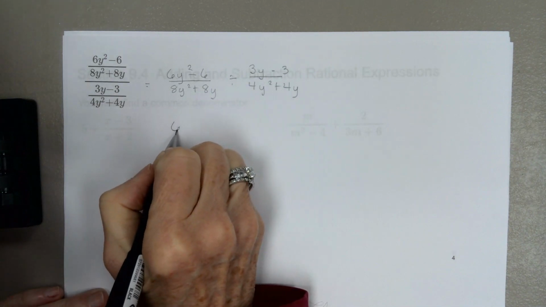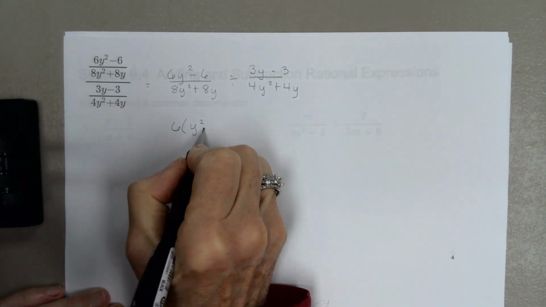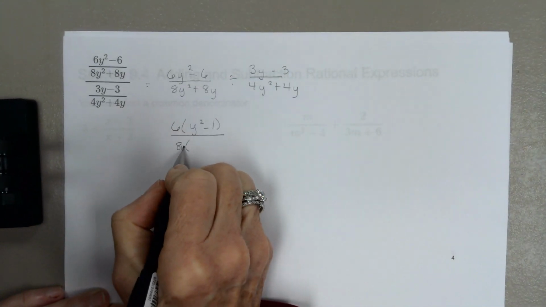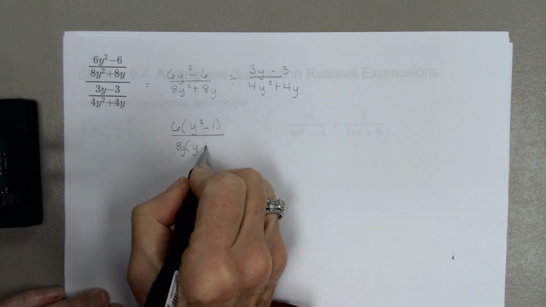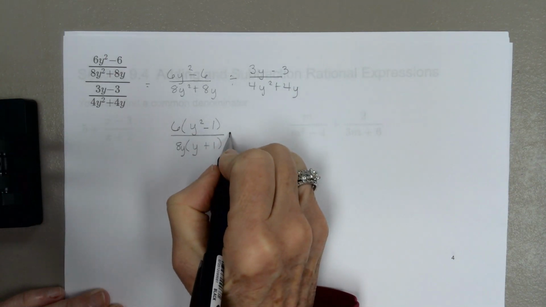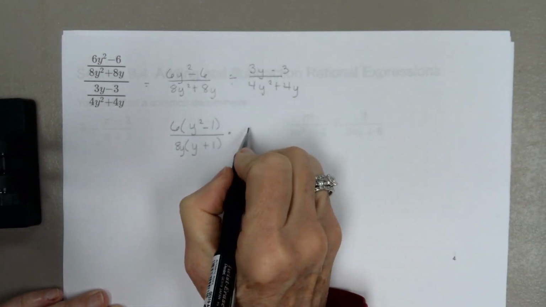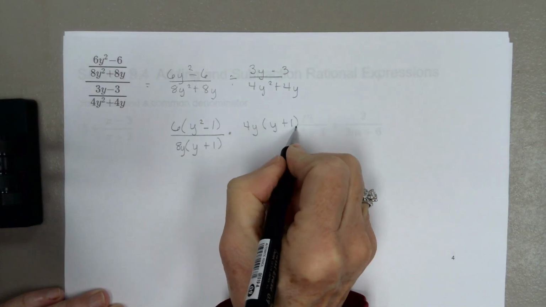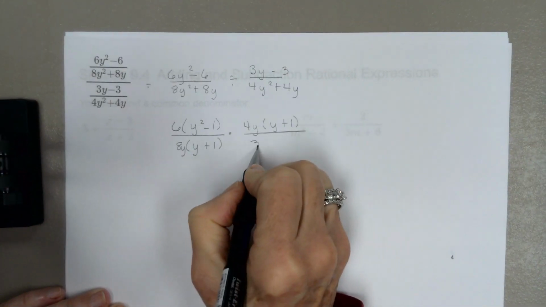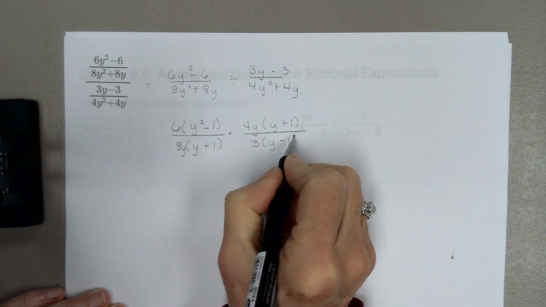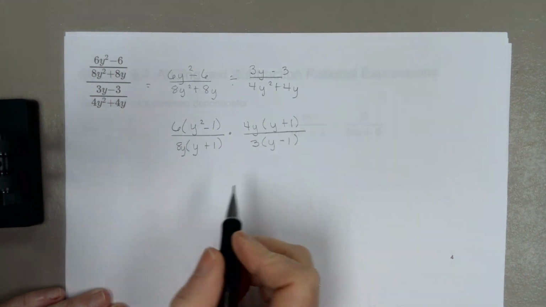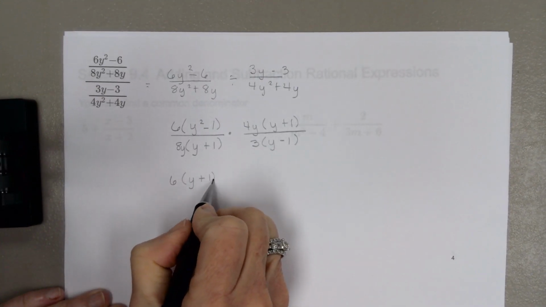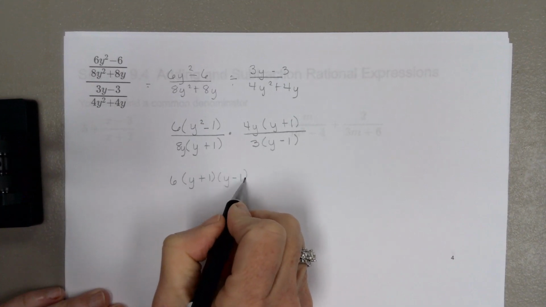I'm going to factor out the 6, so I have y squared minus 1. I'm going to factor out the 8y, so I have y plus 1. I'm going to change the division to multiplication. I'm going to factor out a 4y, so that gives me a y plus 1 here. I'm going to factor out the 3, so I get a y minus 1. Now, I can still factor more, so that's the difference of squares, y plus 1 times y minus 1.